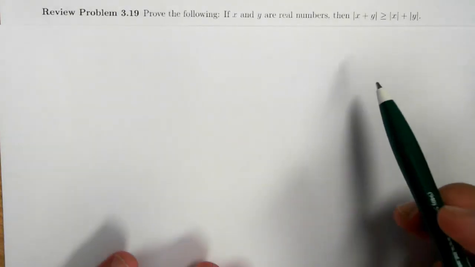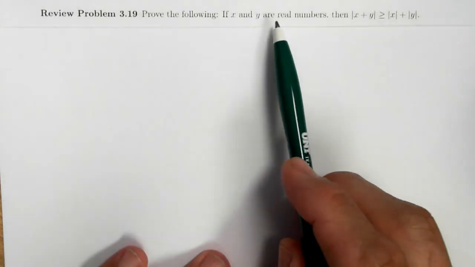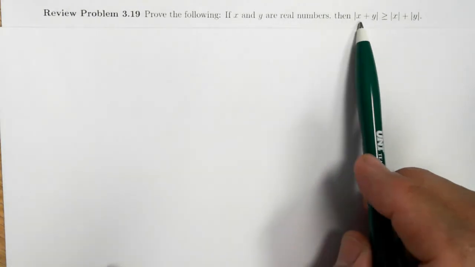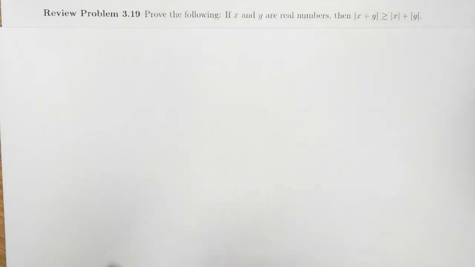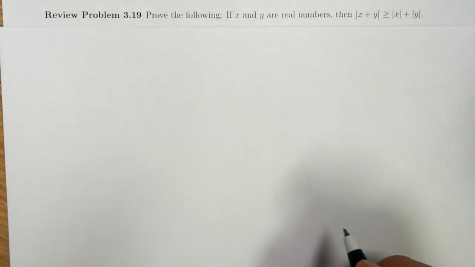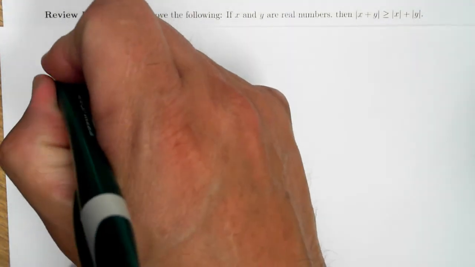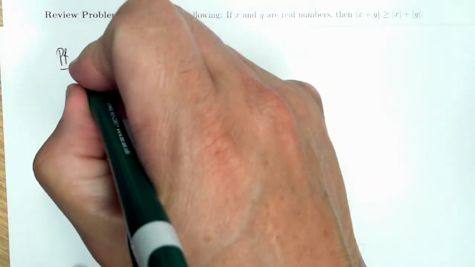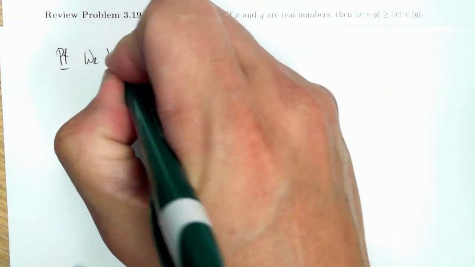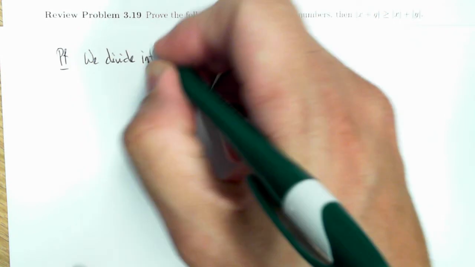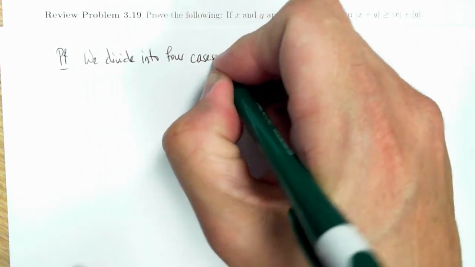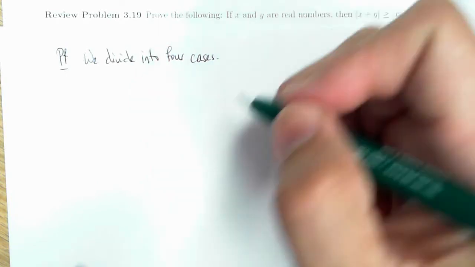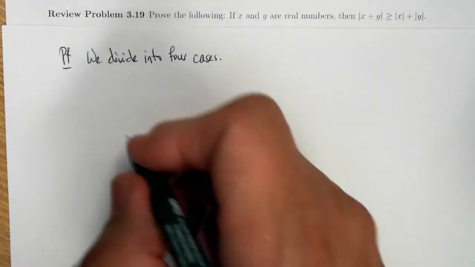Okay, we're going to now prove the triangle inequality that if x and y are real numbers, then the absolute value of x plus y is greater than or equal to the absolute value of x plus the absolute value of y. To do this, we're going to divide the proof into cases. So proof, okay, we divide into 4 cases. And the cases will be listed out here.